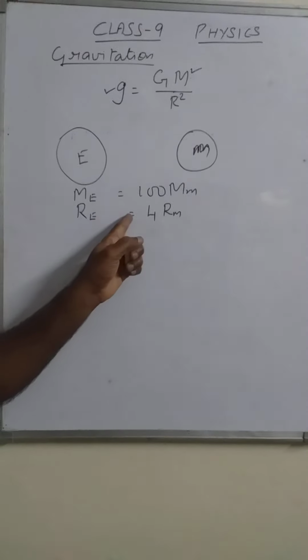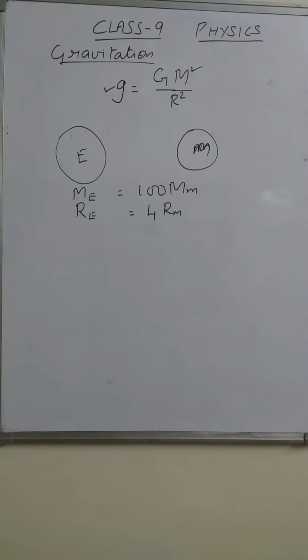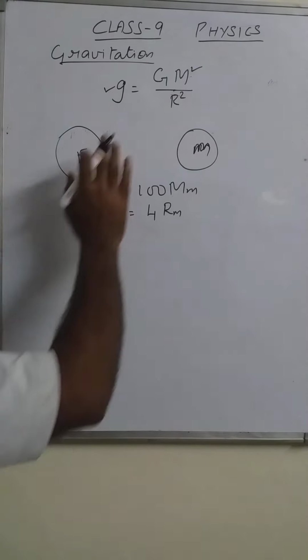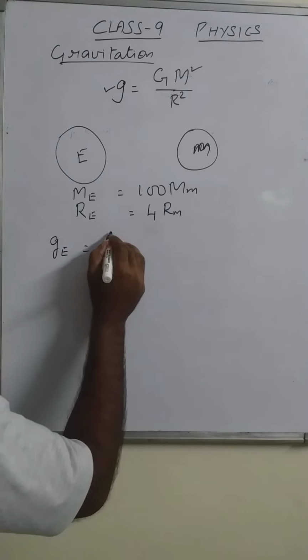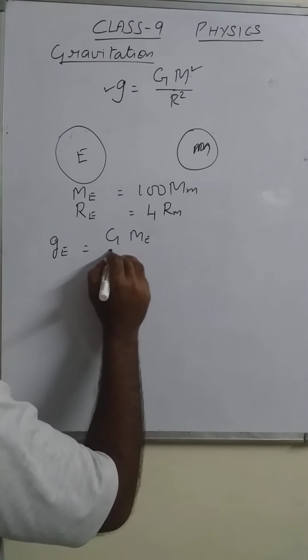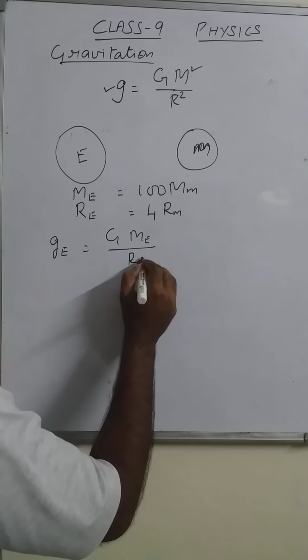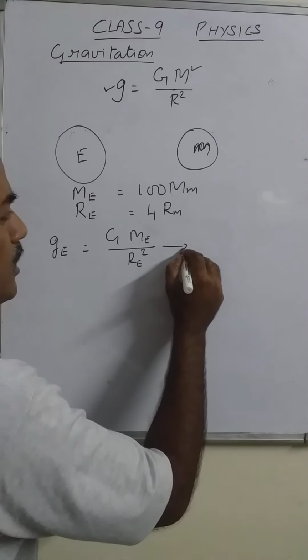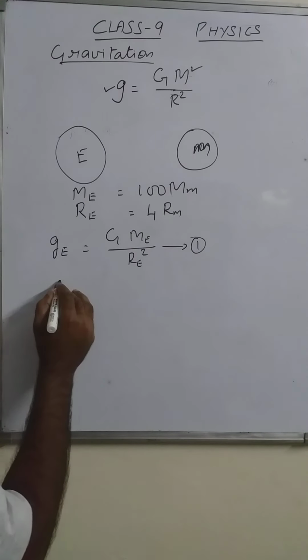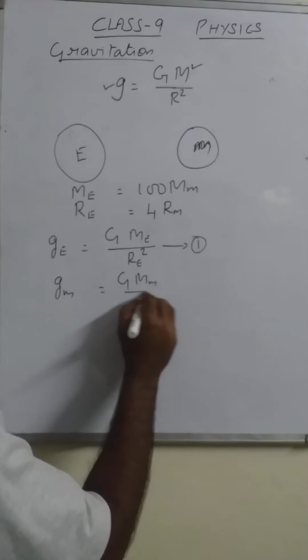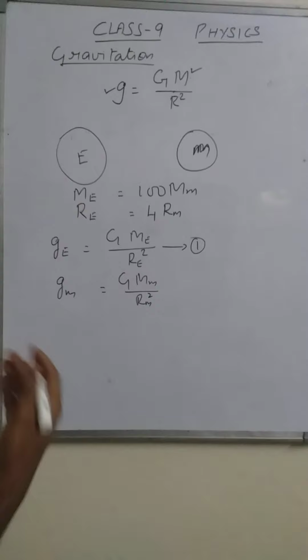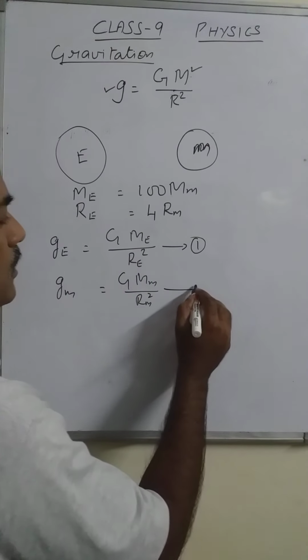By using this relation, we can find the acceleration due to gravity on the moon surface compared to the earth surface. It is very simple. Just take this relation for the earth surface and the moon surface. That is, g on earth equals G ME upon RE square. Let us take this as the first equation. For the second equation, acceleration due to gravity on the moon surface equals G times the mass of the moon upon the radius of the moon square. That is equation number 2.